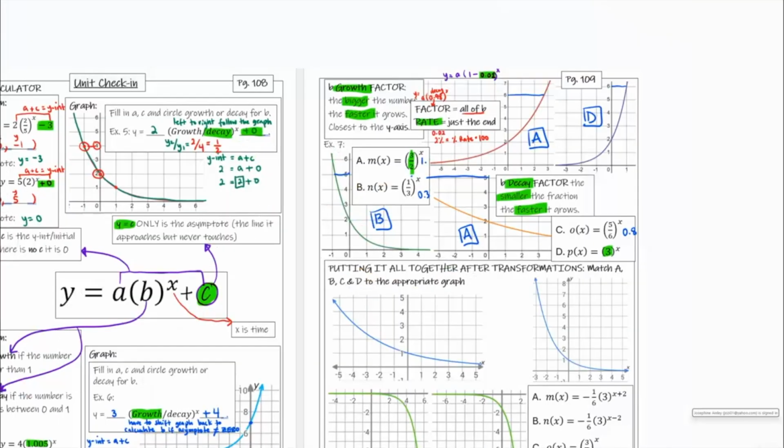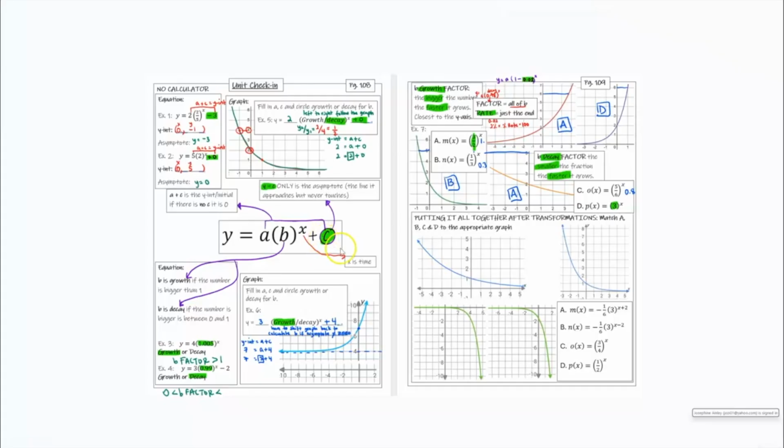Okay, and that's a quick summary on what A, B to the x plus C is, including steepness. Let's practice.